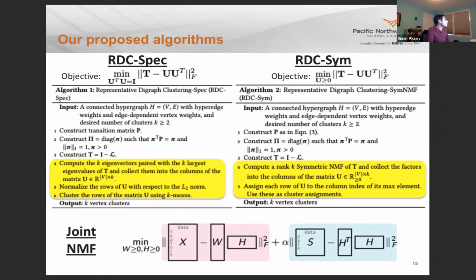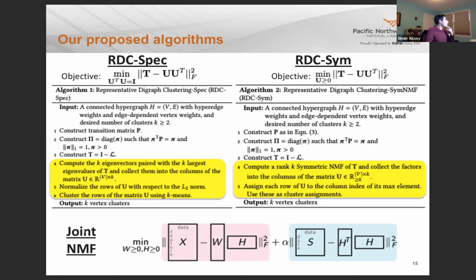So with that as our justification, we then propose two really simple algorithms for clustering hypergraphs. We call them RDC spec and RDC sim. Both of these methods use the same input, so they construct the same Laplacian matrix, but they differ in that the leftmost method uses spectral clustering and the rightmost method uses symmetric non-negative matrix factorization. One way of thinking about the difference is that we're trying to optimize the same objective function in both cases, except in the case of spectral clustering, we have this orthogonality condition, and in the case of symmetric NMF, we have a non-negativity condition.